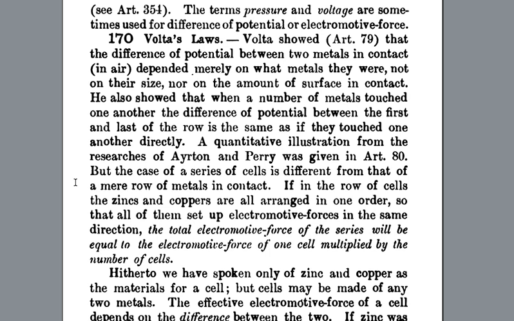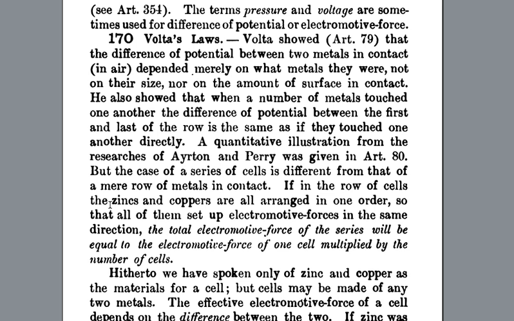170. Volta's laws. Volta showed, see Article 79, that the difference of potential between two metals in contact depended merely on what metals they were, not on their size nor on the amount of surface in contact. He also showed that when a number of metals touched one another, the difference of potential between the first and last of the row is the same as if they touched one another directly. A quantitative illustration from the researches of Ayrton and Perry was given in Article 80.